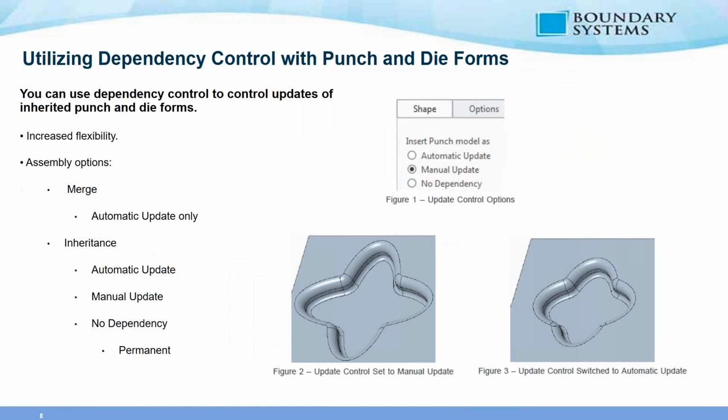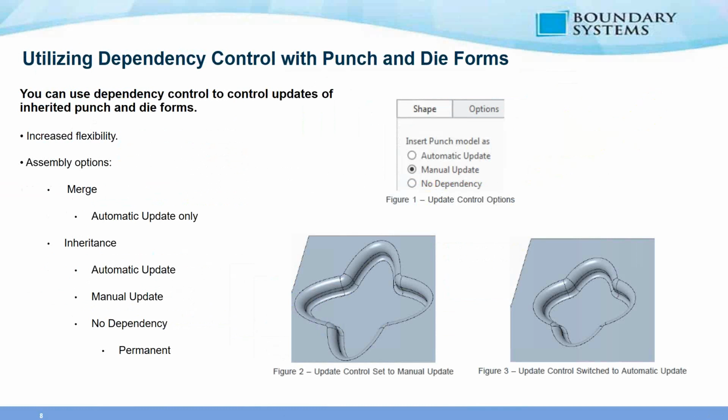Okay, next is the ability to utilize dependency controls with your punch and die forms. Now you can control whether you want your forms to update if your dies change. So you have the ability to manipulate your dies and have only some of your forms regenerate and update automatically. That's your three options. You have automatic update, so if you change your dies, then your forms will change whenever they regenerate.